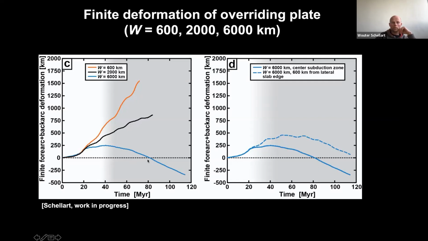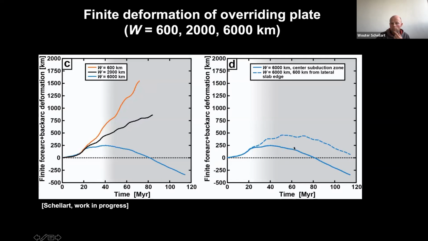So in the center of the subduction zone, that's this dark blue line here, the same one is plotted here, the amount of shortening is actually more significant than the amount of shortening that we have if we look at the lateral slab edges. So this dashed blue line here indicates the amount of shortening or the amount of deformation, the finite deformation in the overriding plate close to a lateral slab edge.